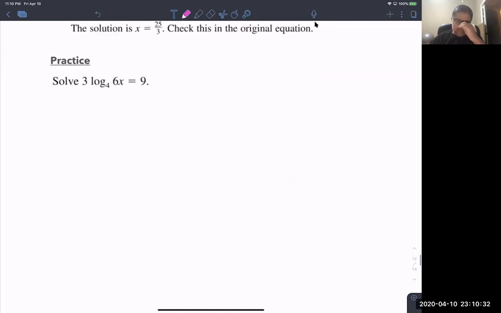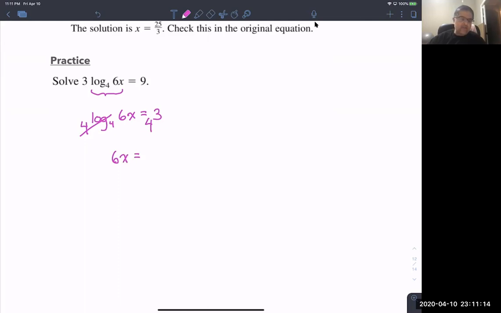Let's look at this problem. 3 times log base 4 of 6x equals 9. So again, my first thing to do is to get my entire log by itself. So I'm going to divide both sides by 3. And now I have to invert. Well, how do I invert log base 4? Well, I make everything a power of 4. 4 and log base 4 cancel. That leaves me 6x equals 4 cubed.